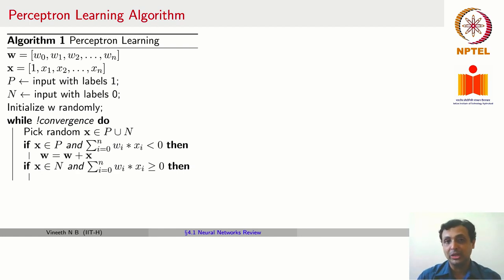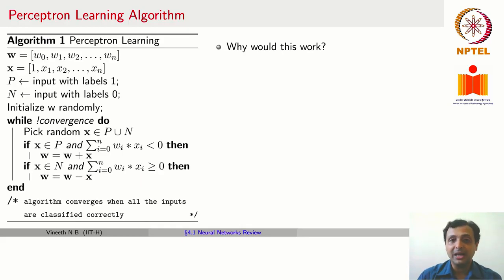And if x belongs to the negative class and your output turned out to be positive or non-negative, it could be equal to 0, you once again subtract x from w. Now you could ask the question, what about the scenario where x belongs to P and the summation of wi xi is greater than or equal to 0? You simply don't do anything in that particular scenario. Same case with x belonging to N and the summation being less than 0. You assume things are good and don't worry about the weights in those scenarios.